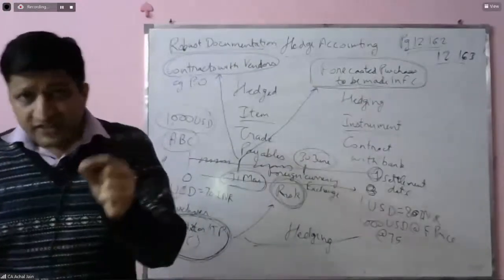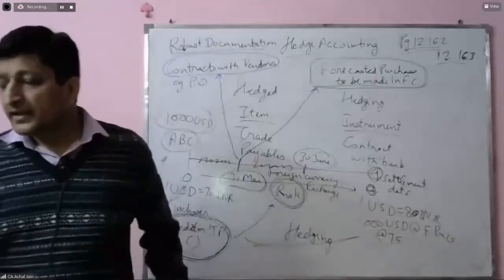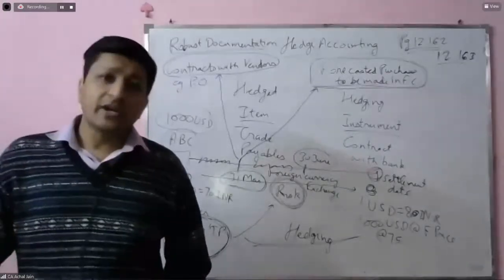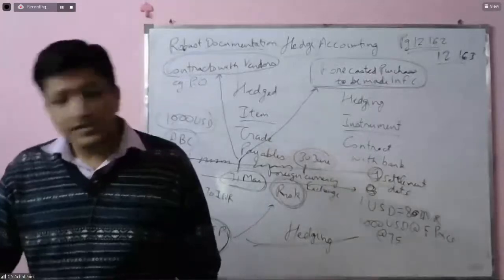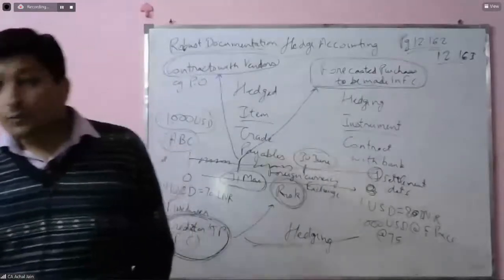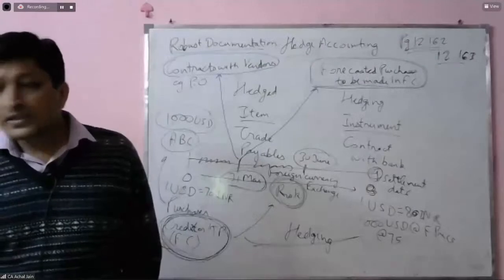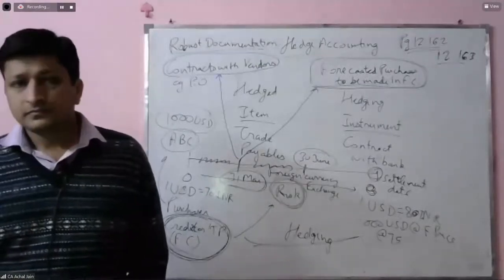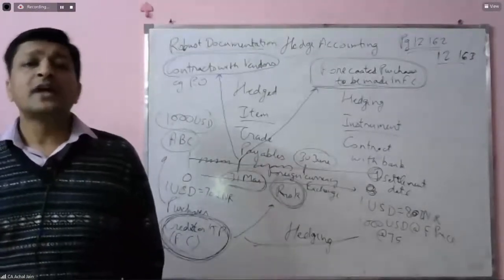Now, for this cash flow hedge, we need to check the qualifying criteria once again, and it shall be accounted for as follows. Let's see. The separate component of equity associated with hedged item will be termed as cash flow hedge reserve.